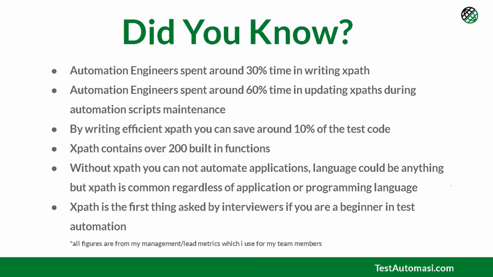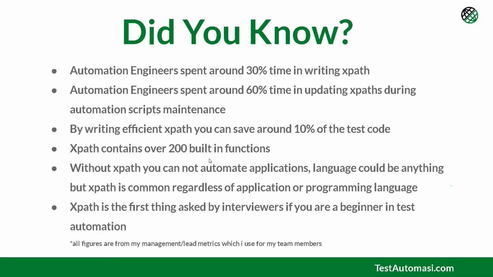By writing efficient XPath, you can save around 10% of your test code. As one example, if you need to look for an element where you need to have a value, you can use an efficient XPath rather than handling it in code. You need to find a value from a table which is greater than a certain value. Rather than doing that in code, you can do it in XPath. So all those things you can do in XPath and save around 10% of the test code.